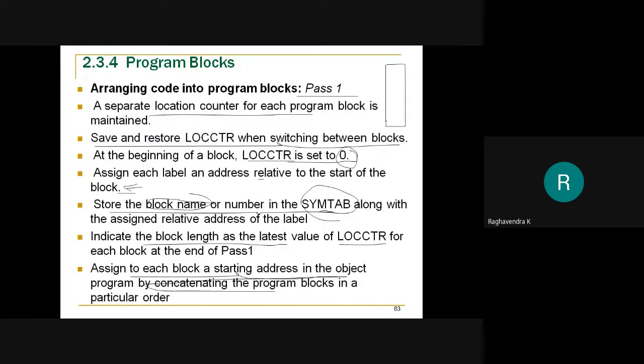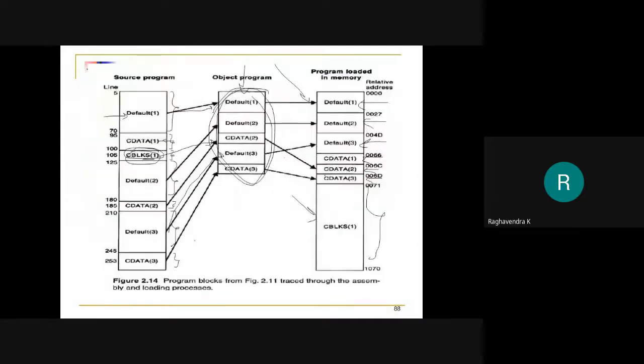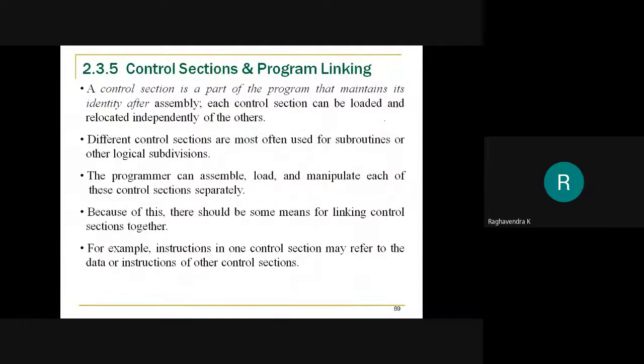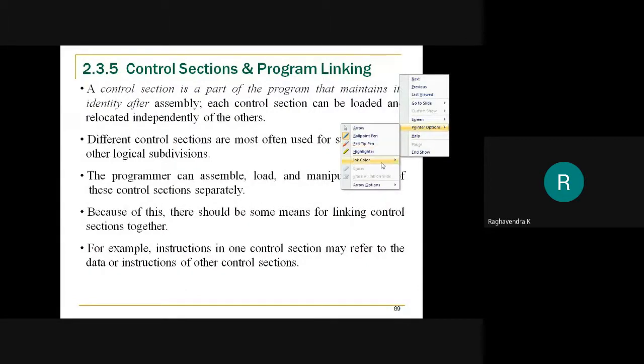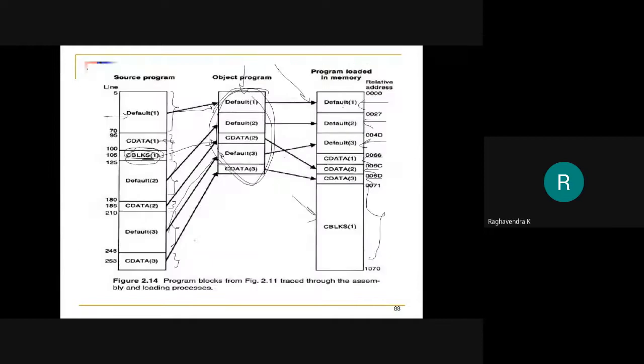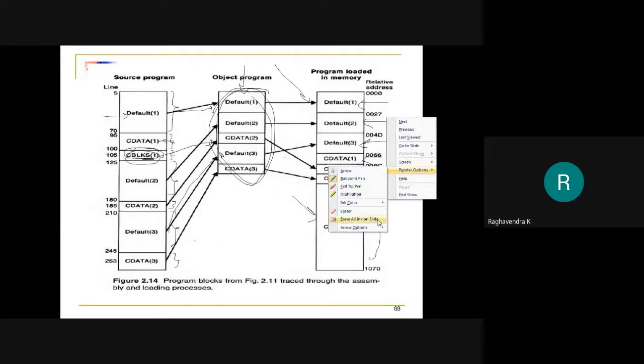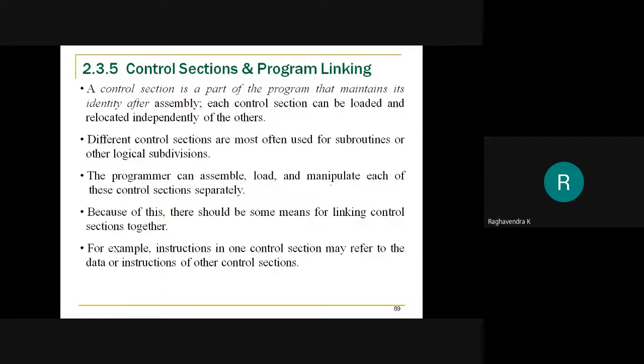The next feature is called control section. This is almost similar to the concept of program blocks, but there is a major difference here. What do you mean by a control section? So till now what we have considered is that the program is a single entity. Even in the case of program blocks, even though we are rearranging the instructions, still the program is one.